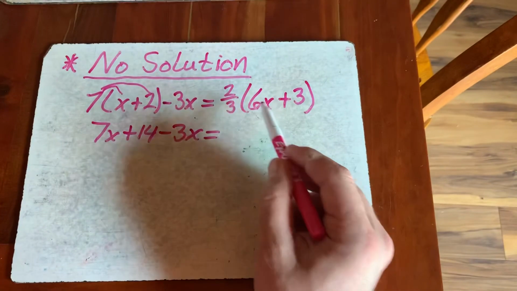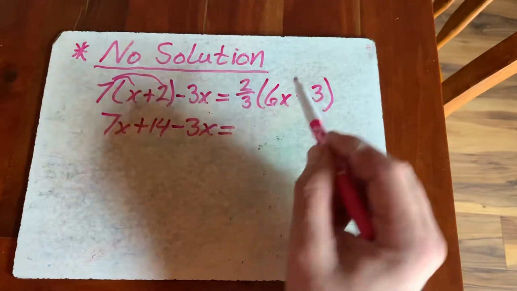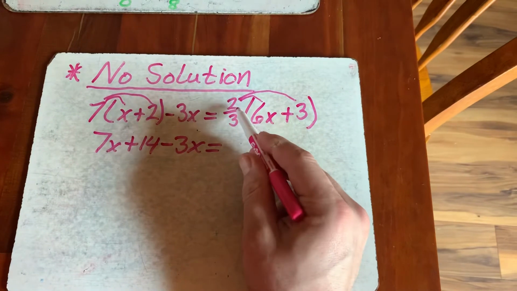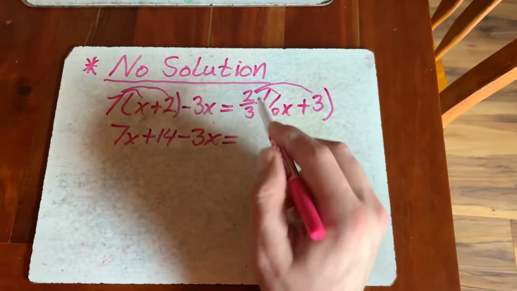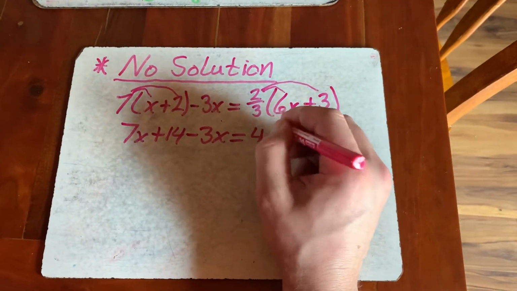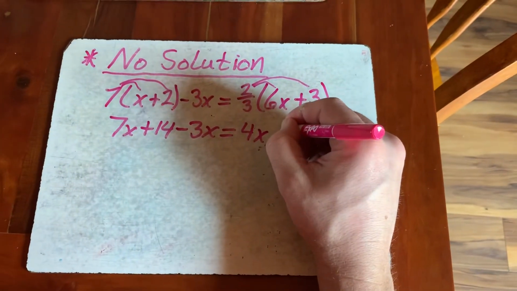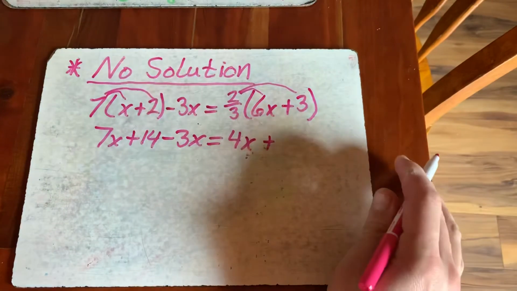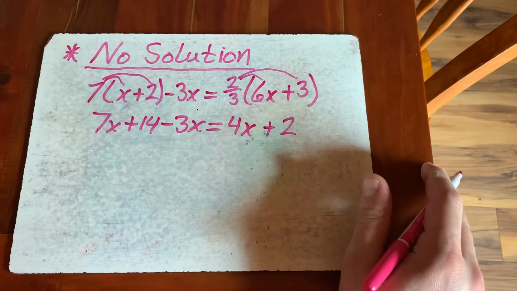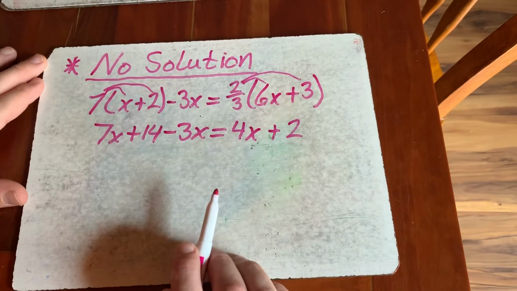Now I have the same thing over here. Can I do 6x plus 3? Nope, because they're not like terms. The 3 doesn't have an x on it. But I can do the distributive property here. 2/3 times 6 is 4, so 2/3 of 6 is 4x. And then if I multiply the 2/3 times 3, 2/3 of 3 is 2. So I end up with 4x plus 2 on the right-hand side of the equal sign.